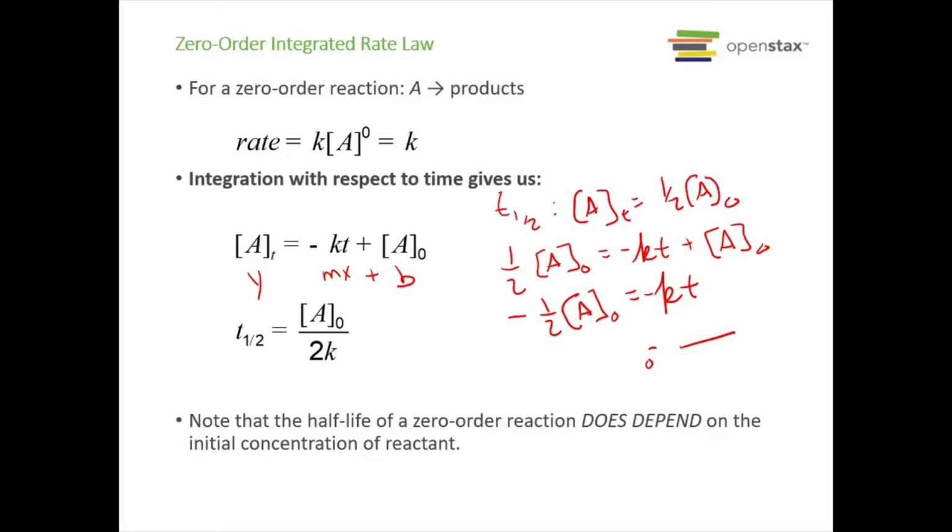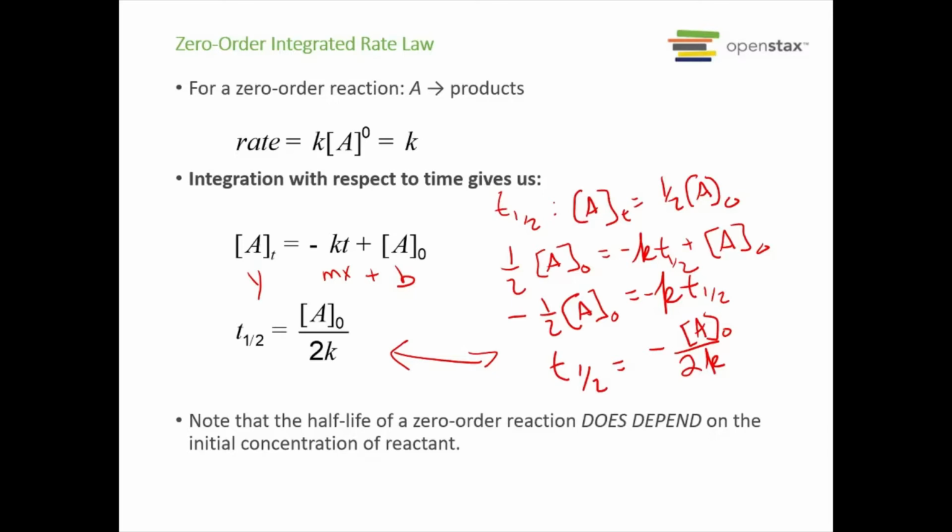Oh, wait. We don't want to divide by [A]0. We're solving for t here. Duh. t 1/2. I don't know why I keep doing that. So we want to get t 1/2 by itself. We're going to divide both sides by negative k. So t 1/2 then is equal to -1 over 2k times [A]0, or you could just say [A]0 over -2k, however you want to put that. So that's how we get our half-life equation.